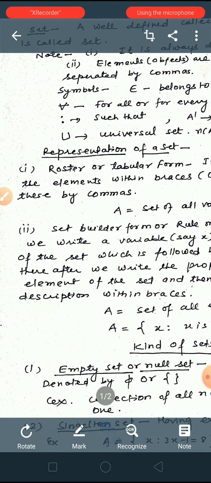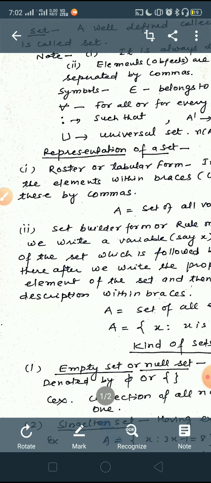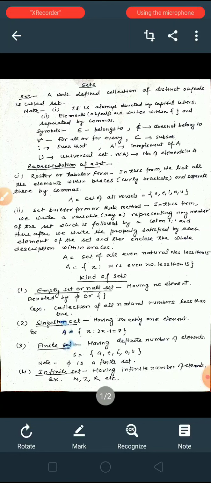Children, this is about the definition and certain facts about sets. Now we are going to study representation of a set. Representation means we can write sets in two forms. Basically they are, the first is roster or tabular form, and the second is set builder or rule method form.